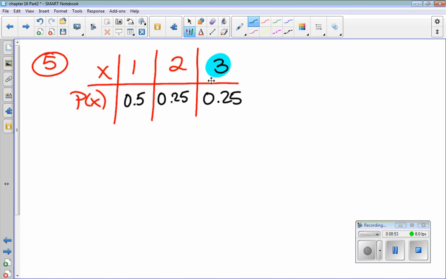Part B says find the expected number of children. When I say expected number, what's another way to say that? Expected value, what's another way to say that? Mean. Okay? So when we're looking at expected number, expected value, I'm looking at mean. So I am going to do the same thing I did before. Now I'm going to say 1 times 0.5 plus 2 times 0.25, et cetera, et cetera. So the mean is going to be, according to the book, 1.75. Do I ever round that? Never.